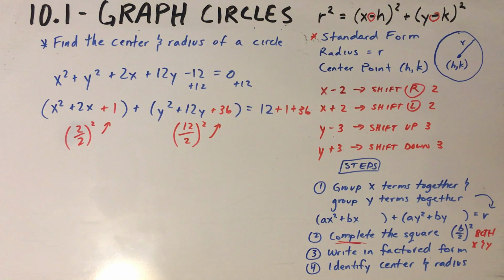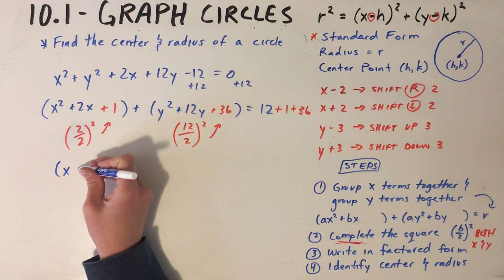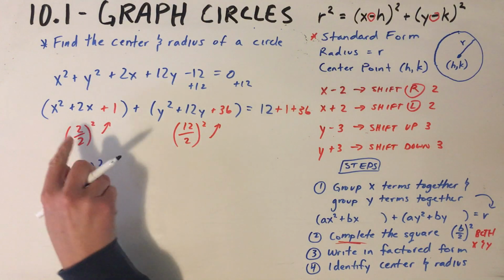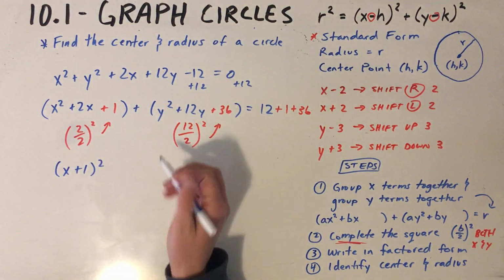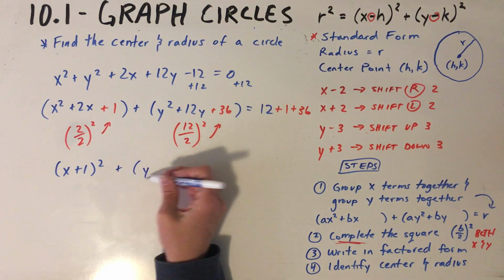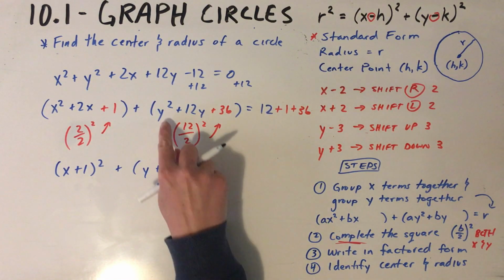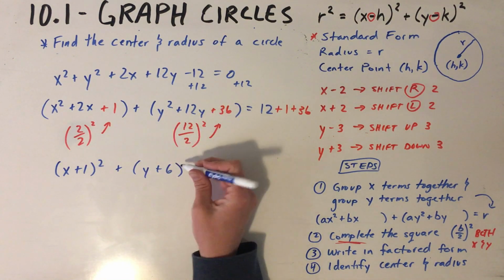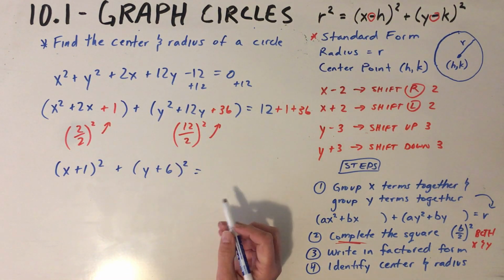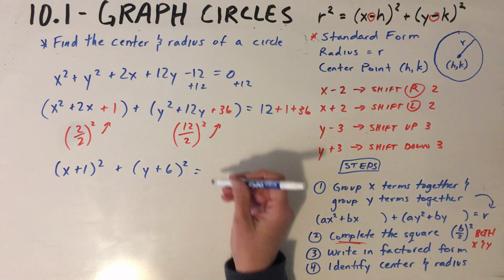Now that I've completed the square for both of them, for both the x and the y, I want to write this in factored form. So this is going to be an x plus 1 squared. Again, it's the square root of x and the square root of 1, and the sign right here is positive. The next one, I'm going to have a y plus 6. That's the y square root of 36, and the same sign here. Then this is going to be equal to 49.